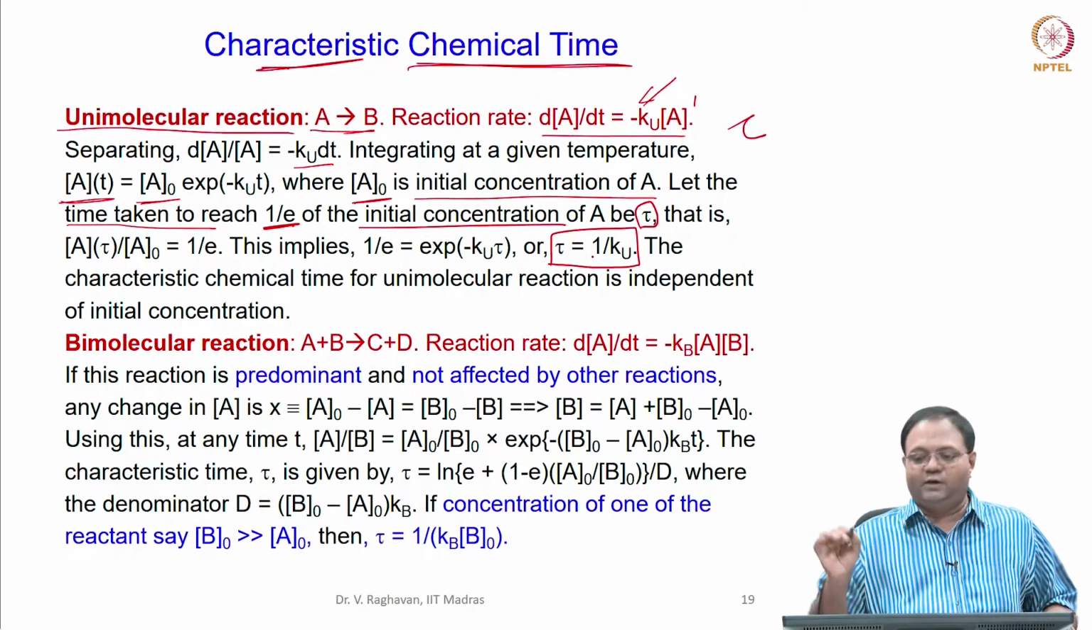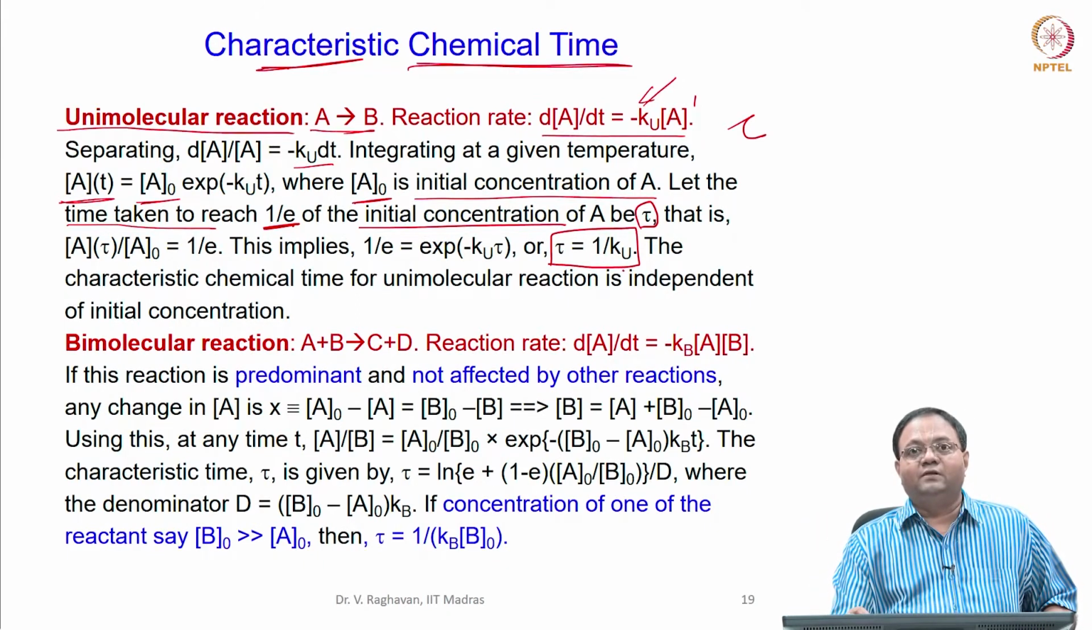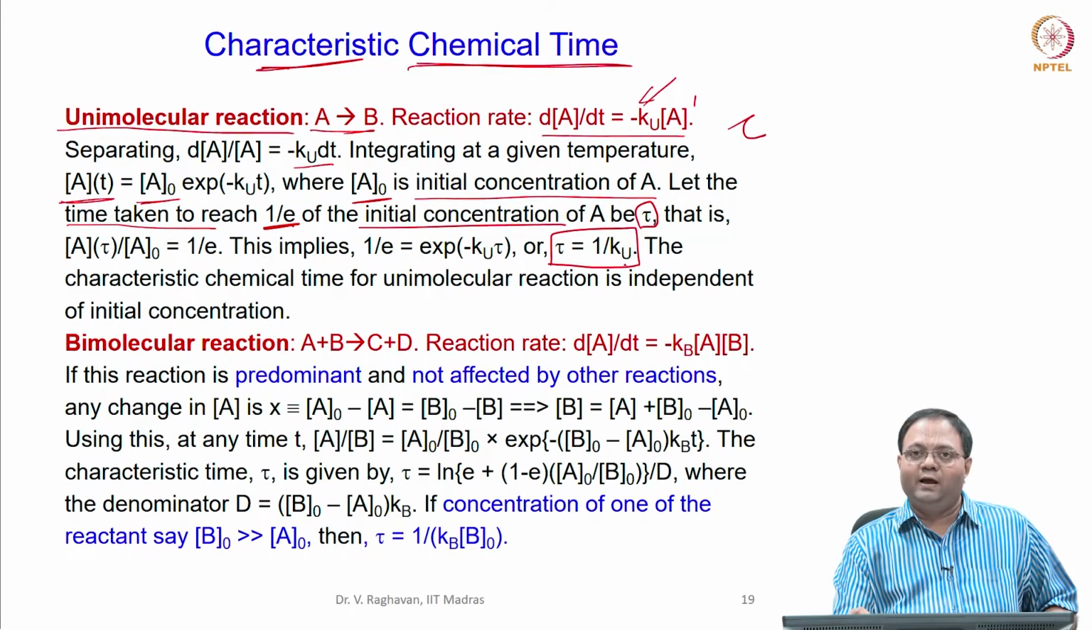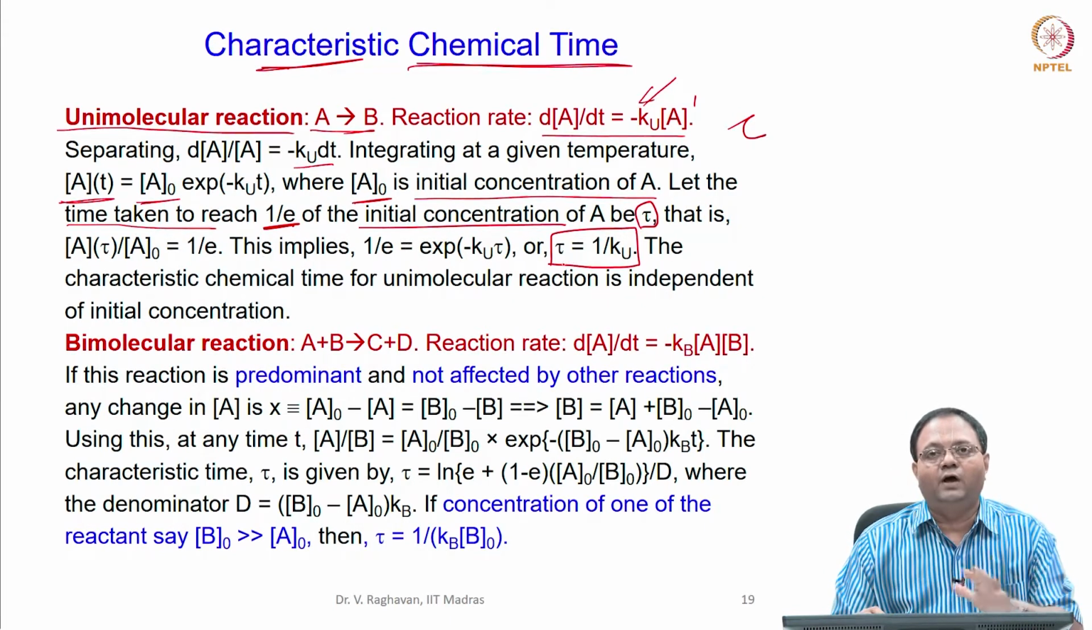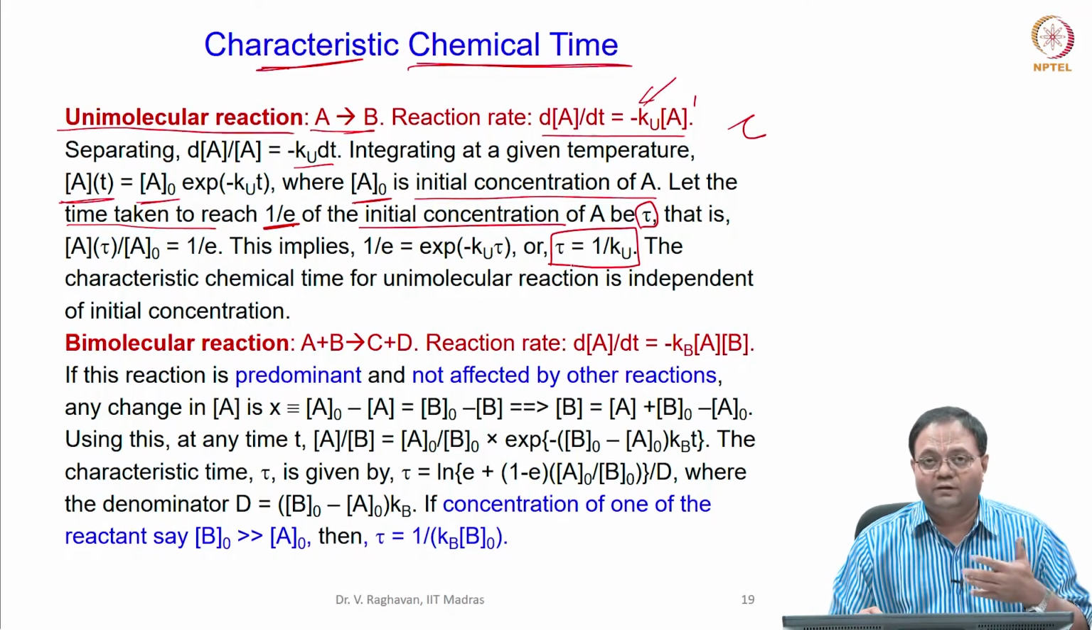So, based on temperature, Ku will change. If the temperature is higher, Ku will be higher, so the time taken will be lower. So, we will have some idea of how the chemical reaction time will change.